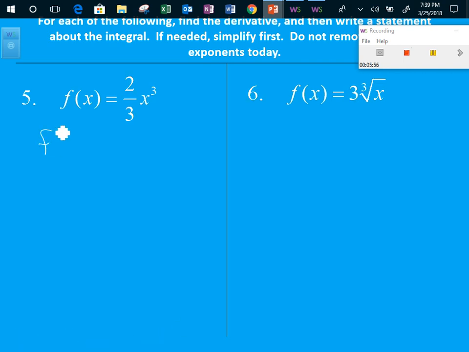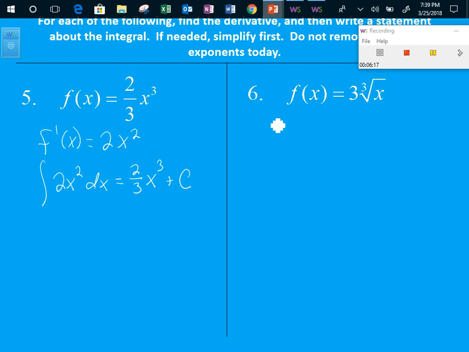The derivative of this, bring that 3 down so it looks like I'm going to get 2x squared. Here's my true statement. The antiderivative of 2x squared dx is 2/3 x cubed plus the constant c.